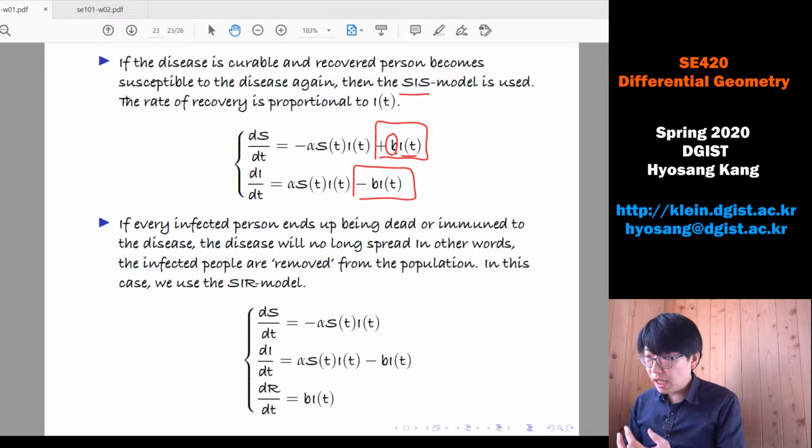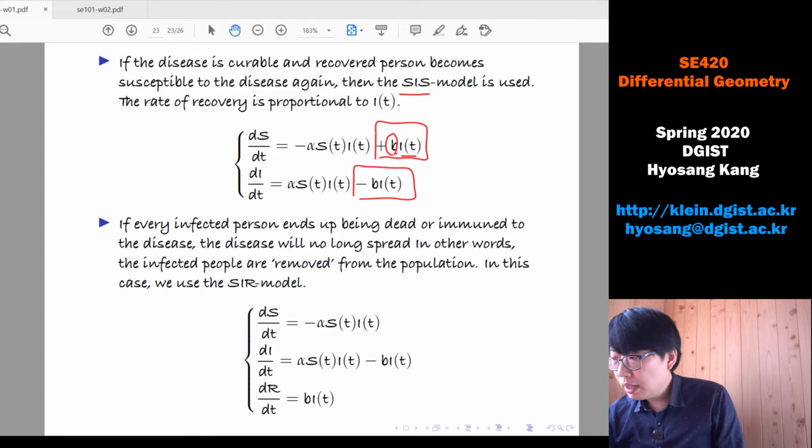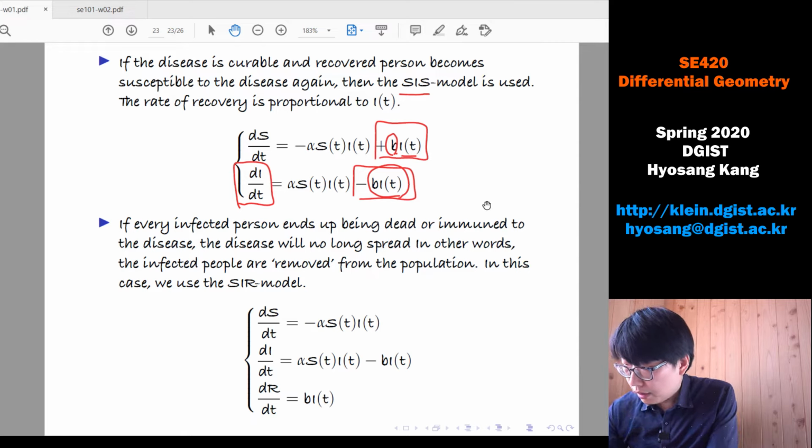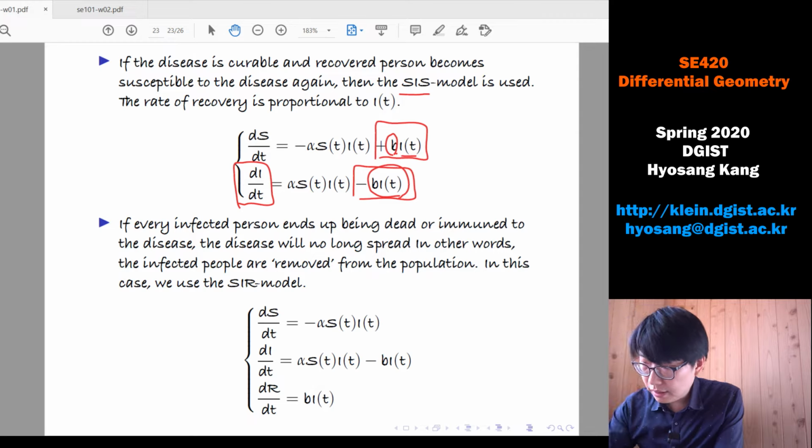And the same amount of people who are cured from the infected state will decrease the number of people in the infected group. So exactly the same amount, the same rate of change, is decreased from these infected people. And then there's a mixed state. It's not exactly a generalization of the second one.